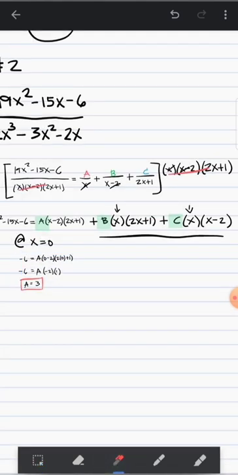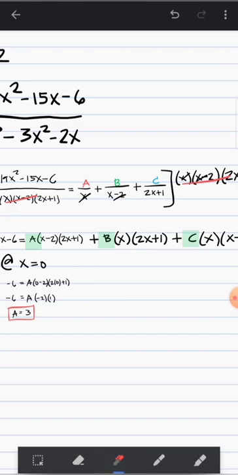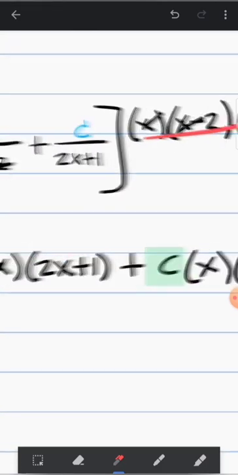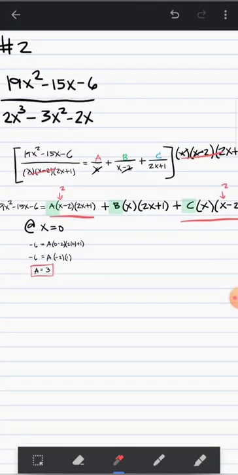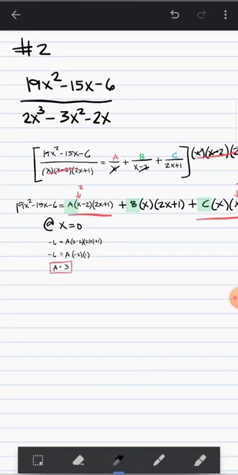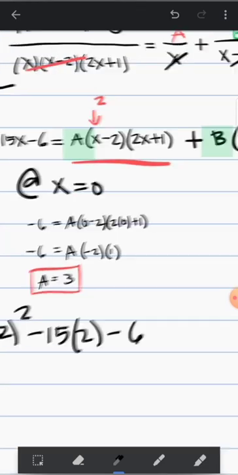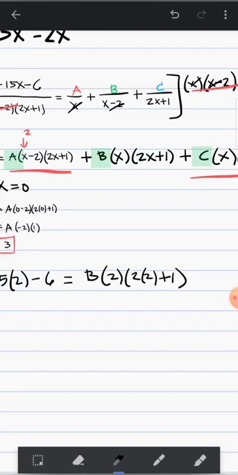And then what's next? Are there any values that can cancel out if we plug in another number? I think there is. Because guess what? If I put 2 here, the a terms will cancel out. And if I put 2 here, these terms will get cancelled. So we can solve for b. So 19 times 2 squared minus 15 times 2 minus 6 is equal to b times 2 times 2 times 2 plus 1, closing quantity.